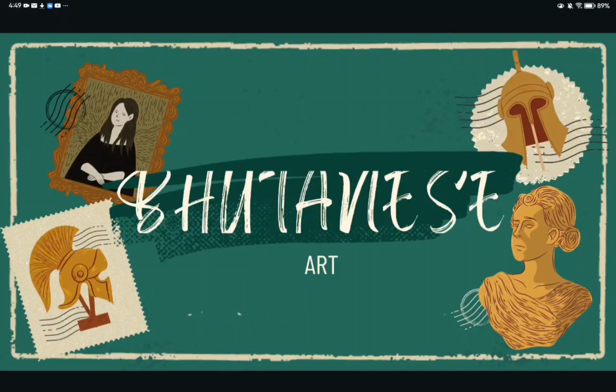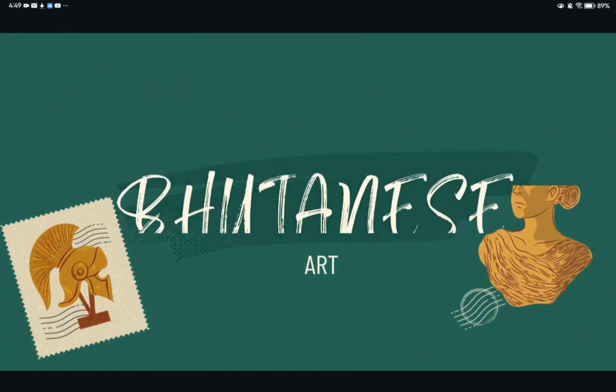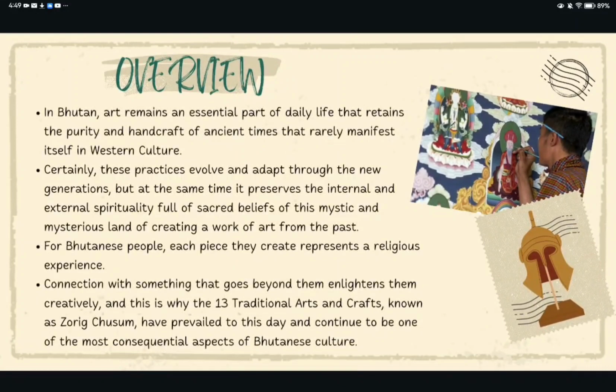Before that, let's have a quick overview about Bhutanese art. From the name itself, Bhutanese, it came from Bhutan. Their art remains an essential part of daily life. Even before up to the present, art plays a crucial role in their daily life because it retains the purity and handcraft of ancient times that rarely manifest itself in Western culture.